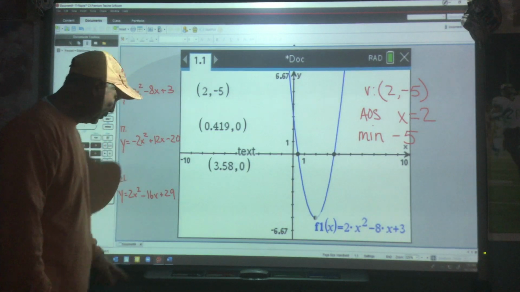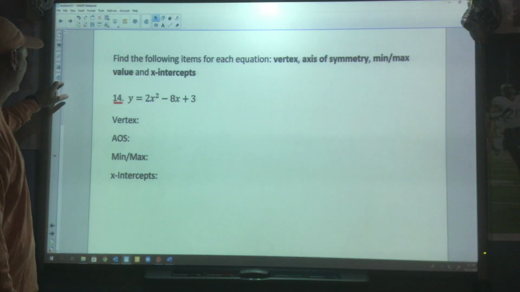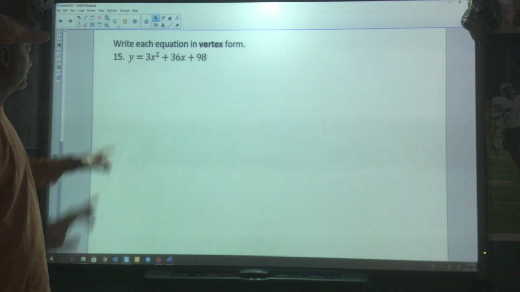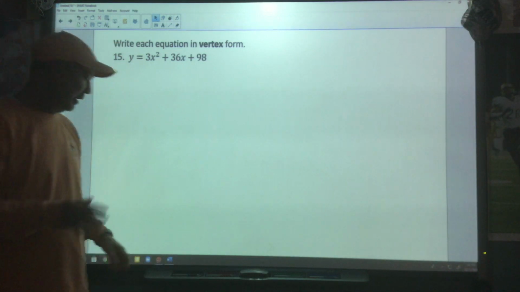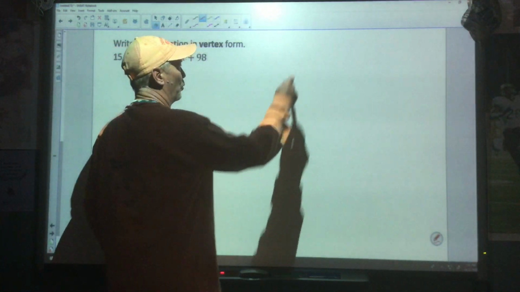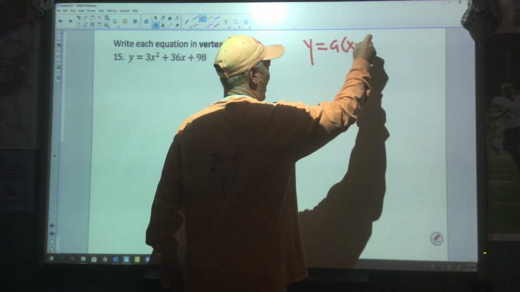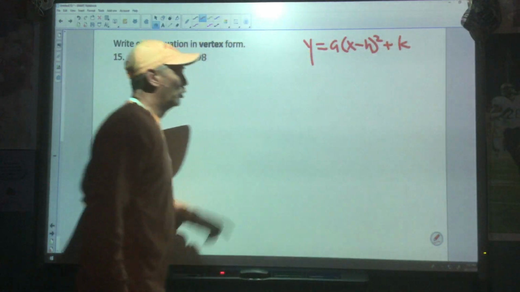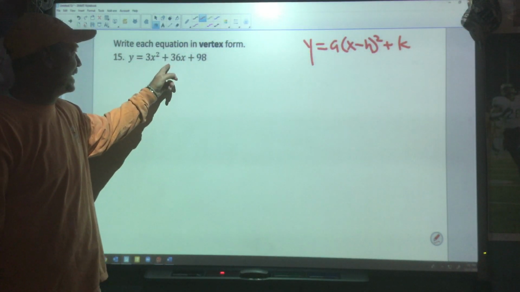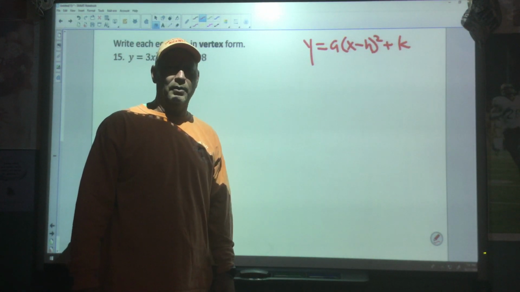Good? All right, moving forward, let's go back to our paper. We have found all of these things. So we're going to go to the next problem. It says, write each equation in vertex form. Vertex form means we're going to look like this: y equals a(x minus h) squared plus k. To convert from standard to vertex form, we're going to have to complete the square.